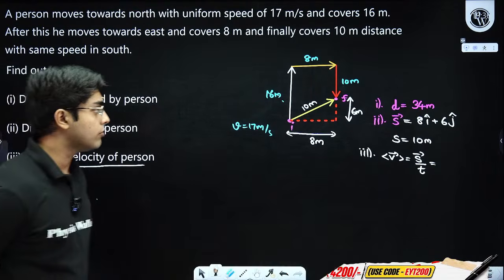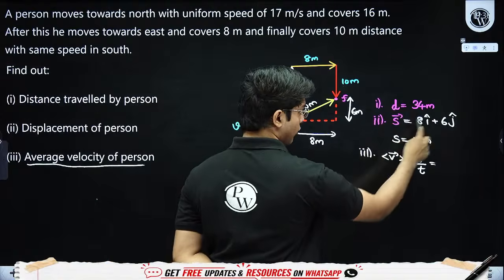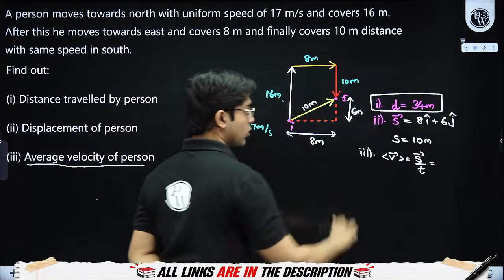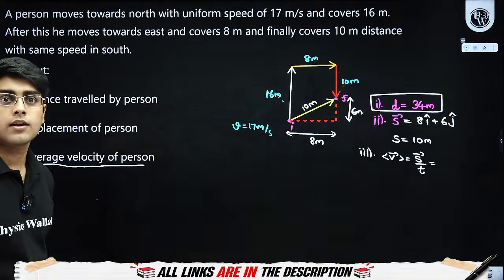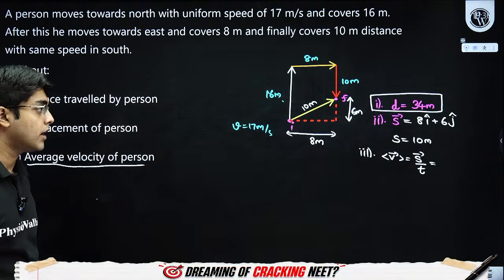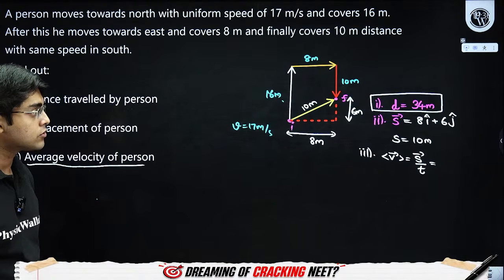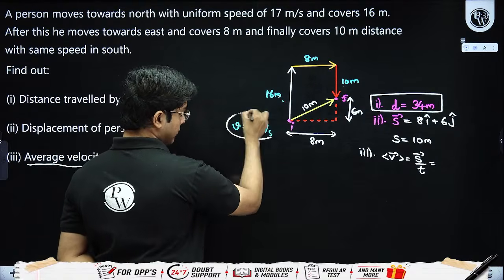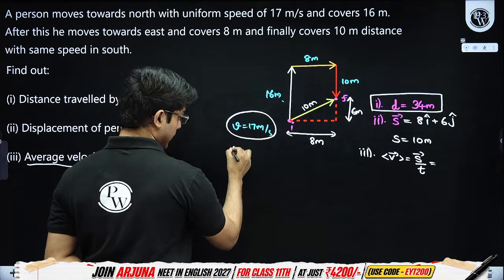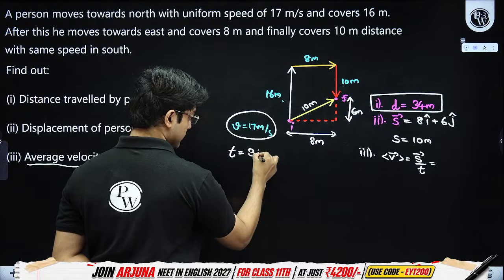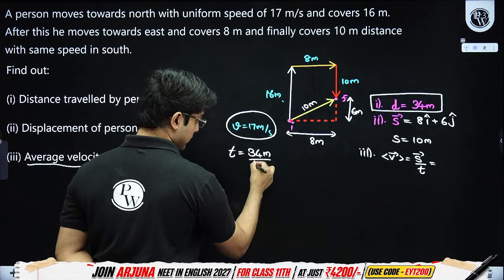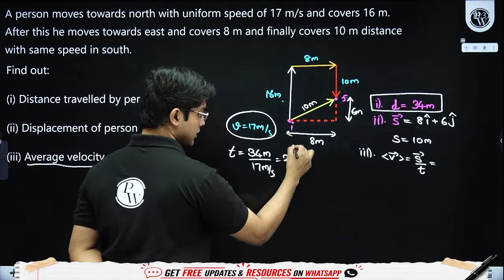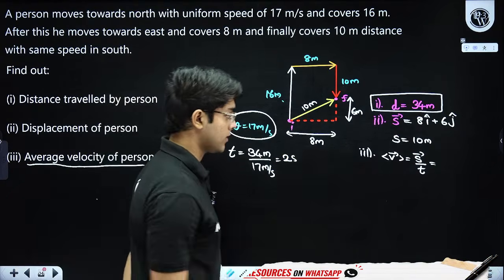Total time, okay, so we covered a total distance of 34 meters, and we did it with a speed of 17 meters per second. So what is the time going to be? Distance divided by speed, which is 2 seconds. Okay, so the journey was completed in 2 seconds.